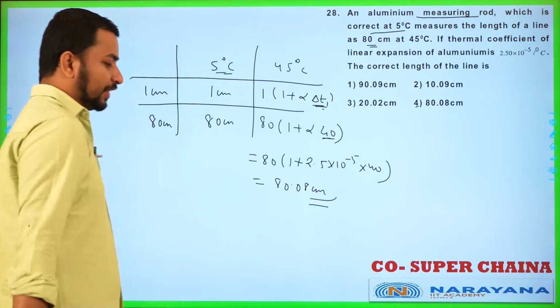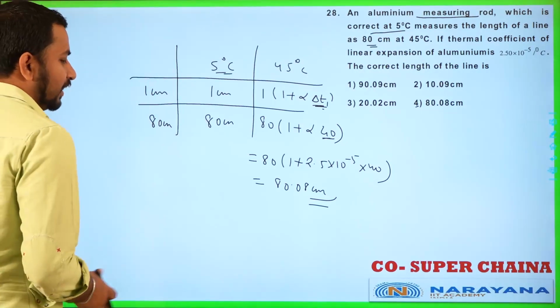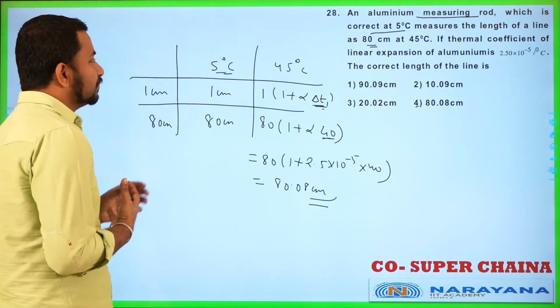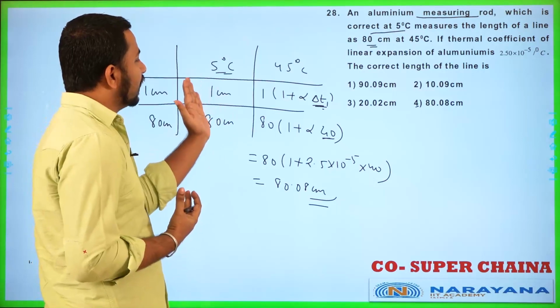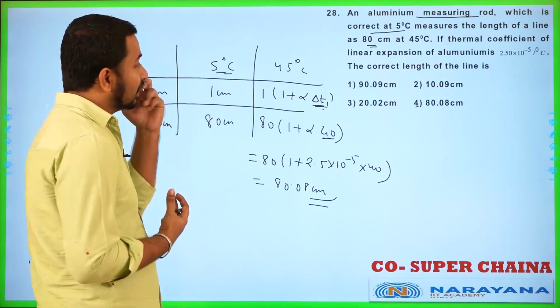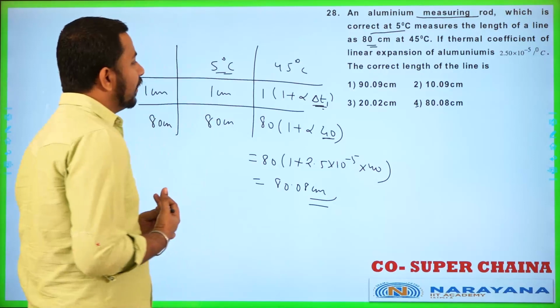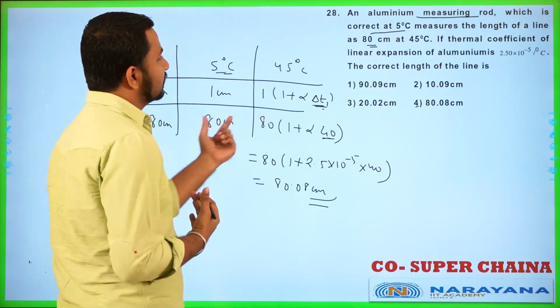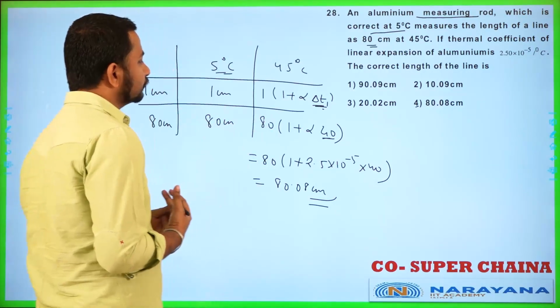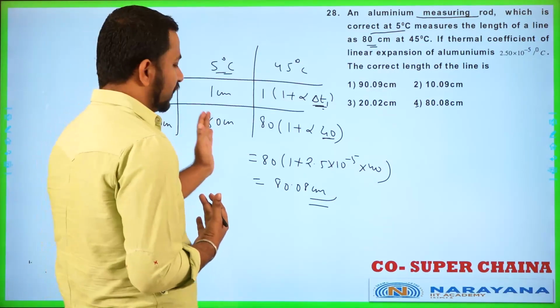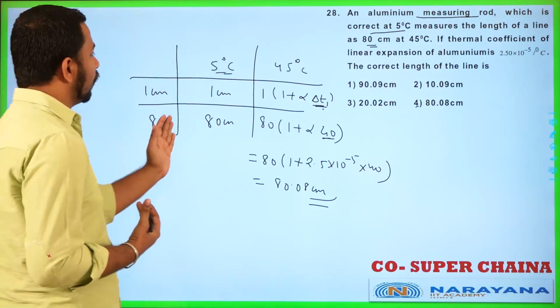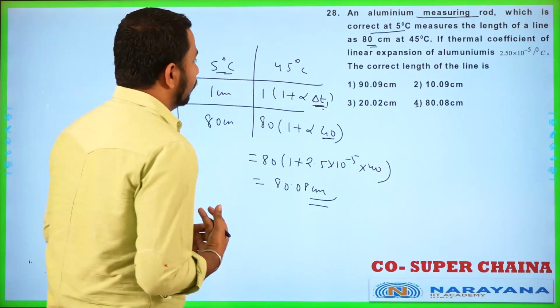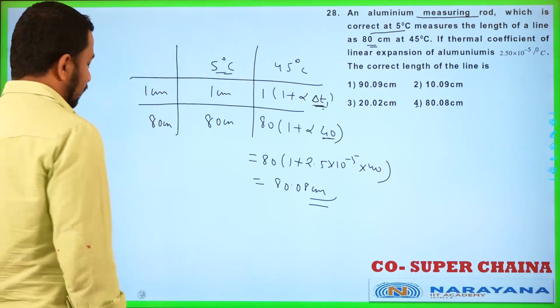of this question, student. So what we have basically done here is substitute, since we know that at 5 degree it will be calibrated correctly. Only at 45 degree we have to measure it. So this temperature difference is not from 0. Okay, it is not from 0. Here the change is from 5 to 45. Okay, so let's move to the next question now.